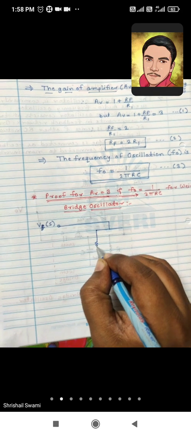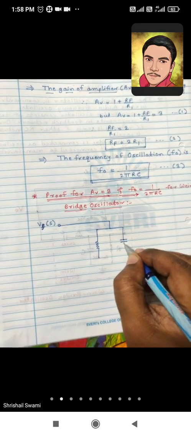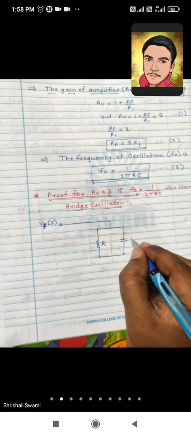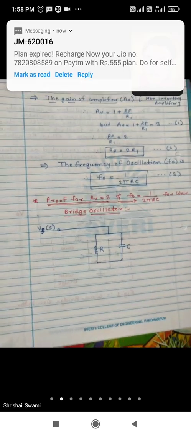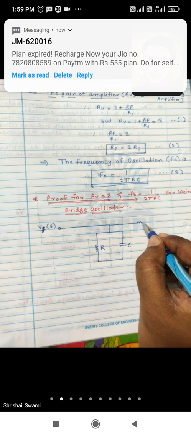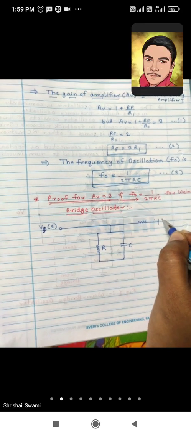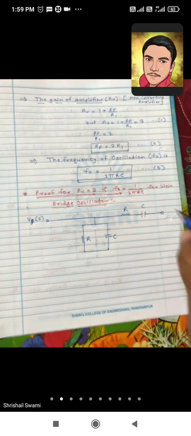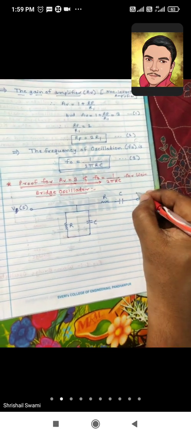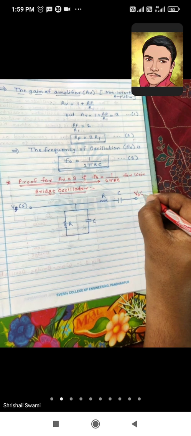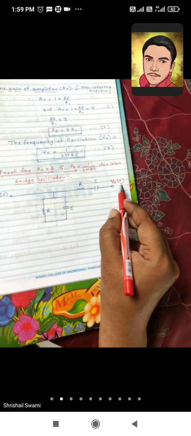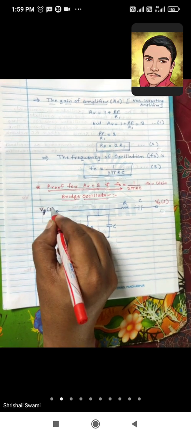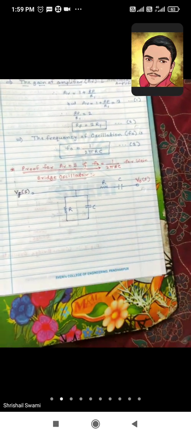So this is the resistor R, this is the capacitor C. Now here the resistor and capacitor are connected in series, R and C, and here we are providing the input. So the input for the feedback network is V0 of S and the output for the feedback network is Vf of S. So that you can try to understand. So here it is ground.